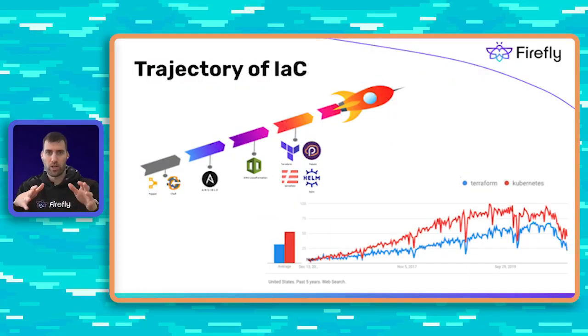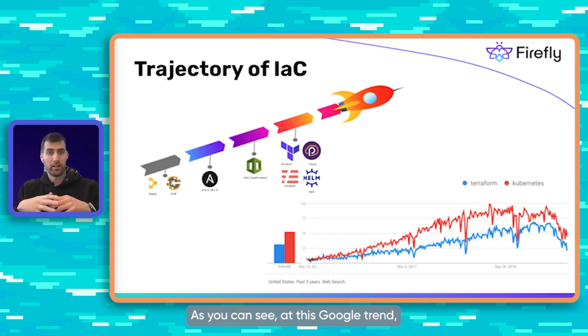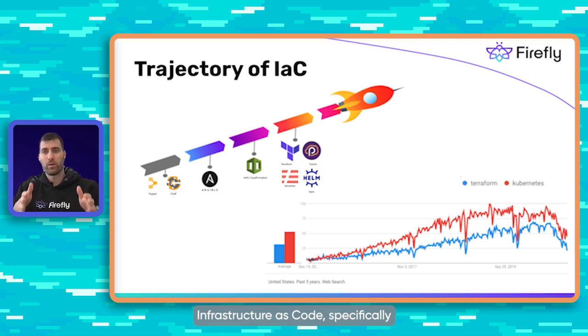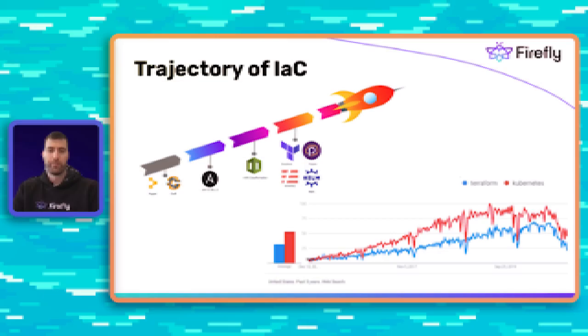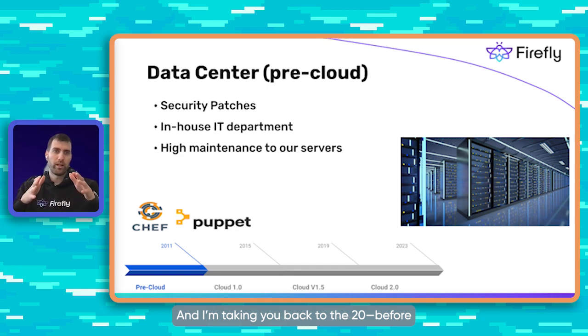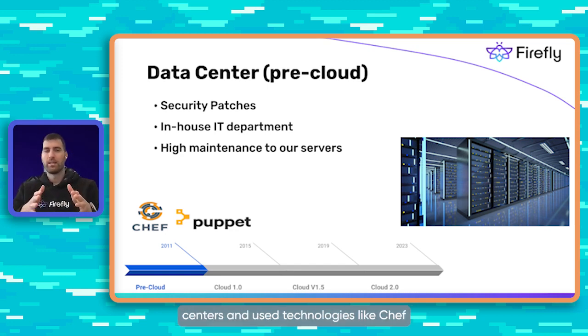And I'll walk you through the trajectory of infrastructure as code. As you can see in this Google Trends chart, we can see the wide adoption of infrastructure as code, specifically when talking about Pulumi and Terraform. And I'm taking you back to before 2011, when companies held their own data centers and used technologies like Chef and Puppet to install the security patches and updates in their virtual machines. Enterprises also hired their IT departments to manage all of this operation.